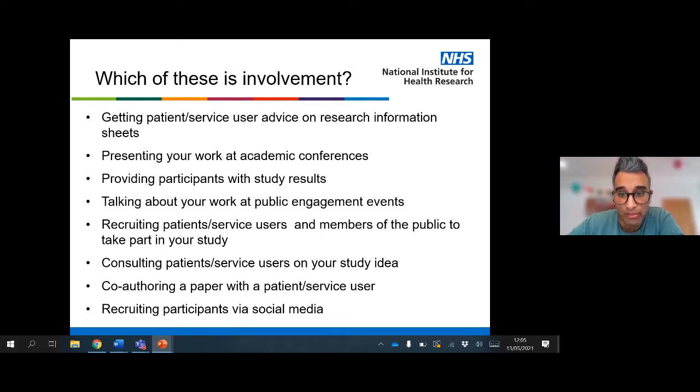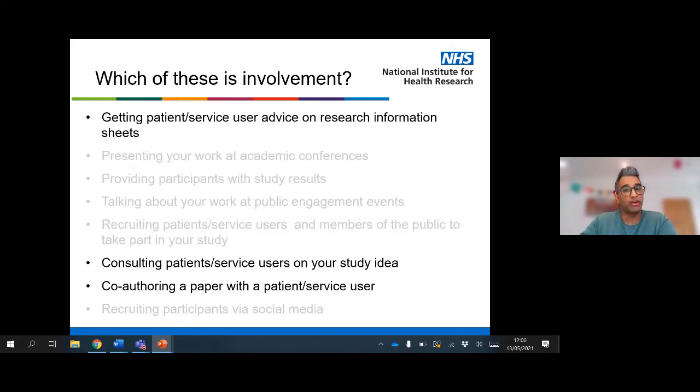You probably also talk about your work at public engagement events. You obviously recruit patients and members of the public to take part in your study. You may consult with patients on your study idea or co-author a paper with a patient or service user representative. You might just put an advert out on Twitter or social media to recruit. But not all of these are a form of involvement, and I just want to highlight that there are so many different activities we do as researchers, but not everything is defined as involvement.